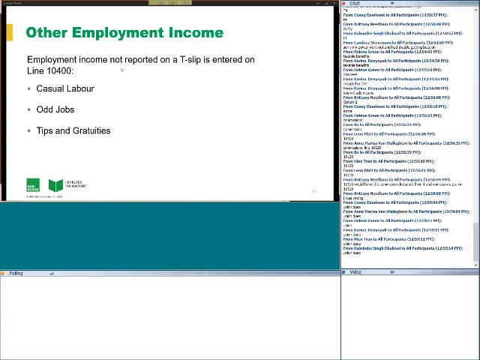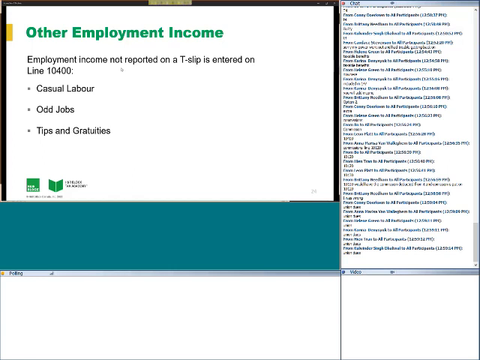Included in income, we have things that are related to income that don't show up on a tax slip. So sometimes you have taxable income. It's money that you've earned from work that you're doing that's not reported on a tax slip, and we need to put that on the tax return. There are different places to put it on the tax return, and it can get a little bit messy as to what counts as how we classify the income. The most common thing that is considered other employment income goes on line 10400. That line is called other employment income, so that helps us know what it is.